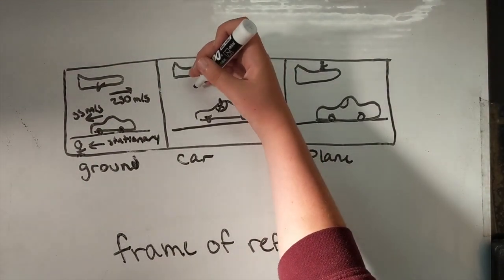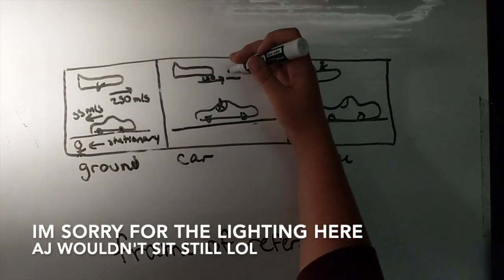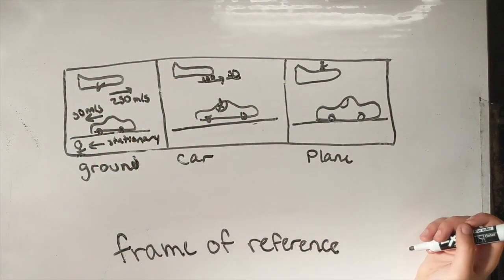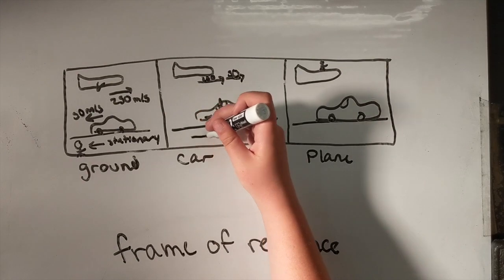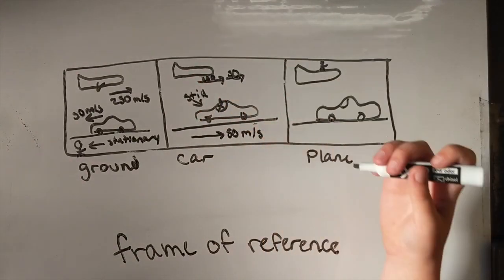If you looked up at the plane, it would look like it was moving 250 meters per second with an additional 50 meters per second for the car moving the opposite way. And the ground would look like it was moving about 50 meters per second because you feel like you are the stationary thing.